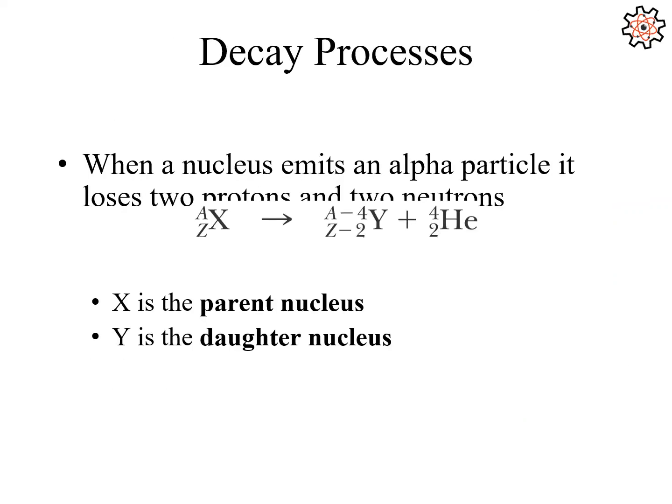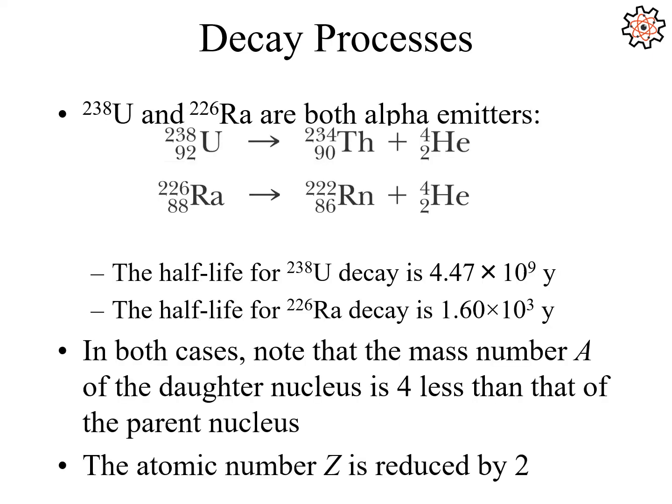We can write an equation for alpha particle emission. If we start with a parent nucleus X and a daughter nucleus type Y, the element type does change because the atomic number changes by 2, and the mass number decreases by 4, and we give off a helium nucleus. Here's a couple of examples. Uranium-238 undergoes alpha decay to produce a daughter product, thorium-234. That undergoes alpha decay to produce a daughter product, which undergoes alpha decay to produce radium, which is shown also here as the second example.